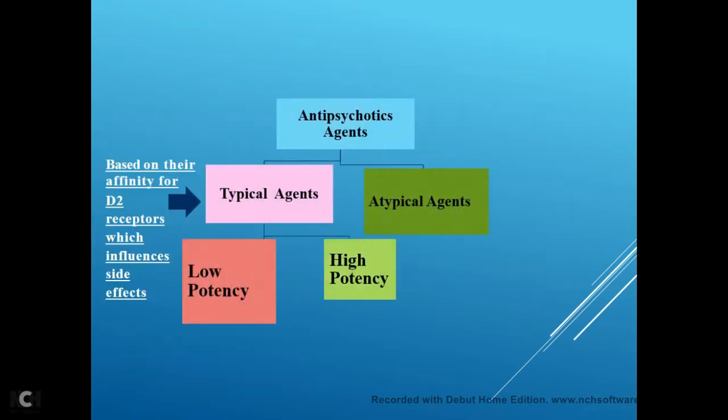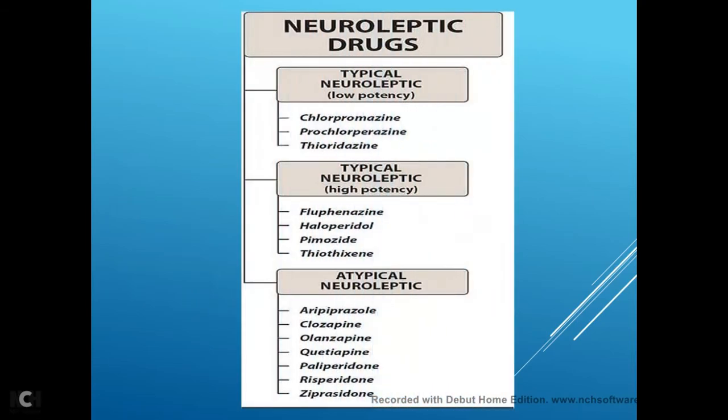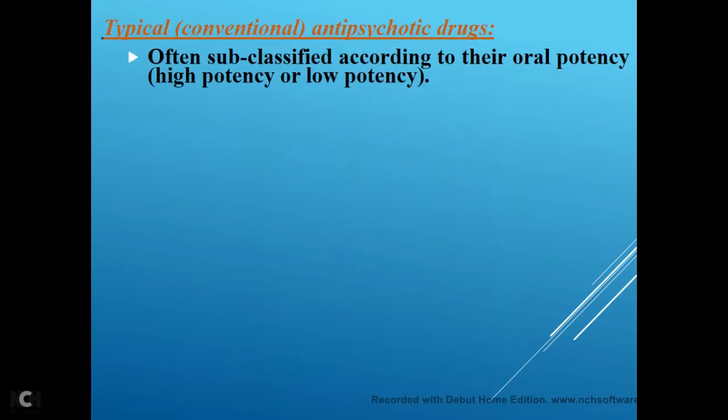The other most important classification of antipsychotic agents: they are divided into typical and atypical agents. The typical agents are further divided into low potency and high potency drugs on the basis of their affinity for the D2 receptor, which influences their side effects. The low-potency typical neuroleptics are chlorpromazine, prochlorperazine, and thioridazine. The high-potency ones are fluphenazine, haloperidol, and pimozide. Atypical neuroleptics are clozapine, olanzapine, quetiapine, and risperidone.